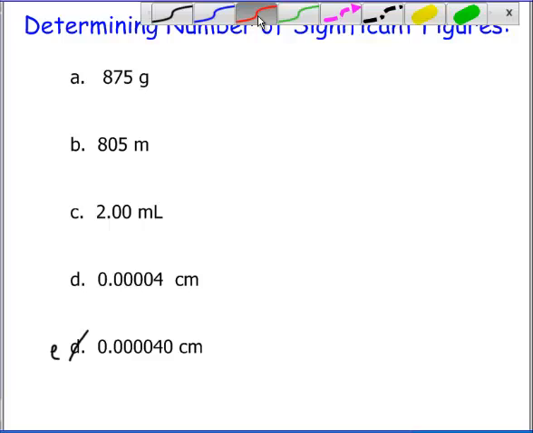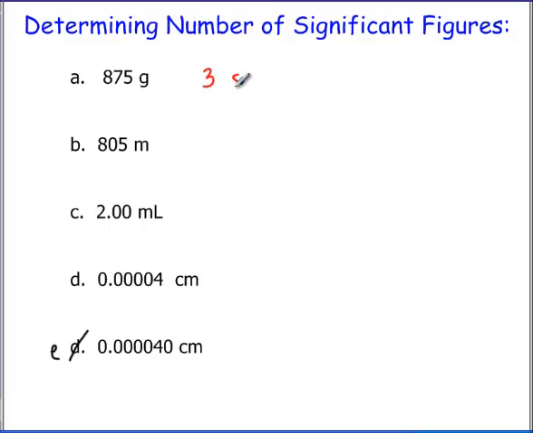All right, as you know from the rules from the previous slide or from page 47 in your textbook, if we look at problem A, 875 grams, any non-zero number is significant. So when we write down how many significant figures there are, we can just write it to the side and we can either abbreviate it SF, or if you want to write it out as we say it, you can say sig figs, because each of those non-zero numbers is significant.